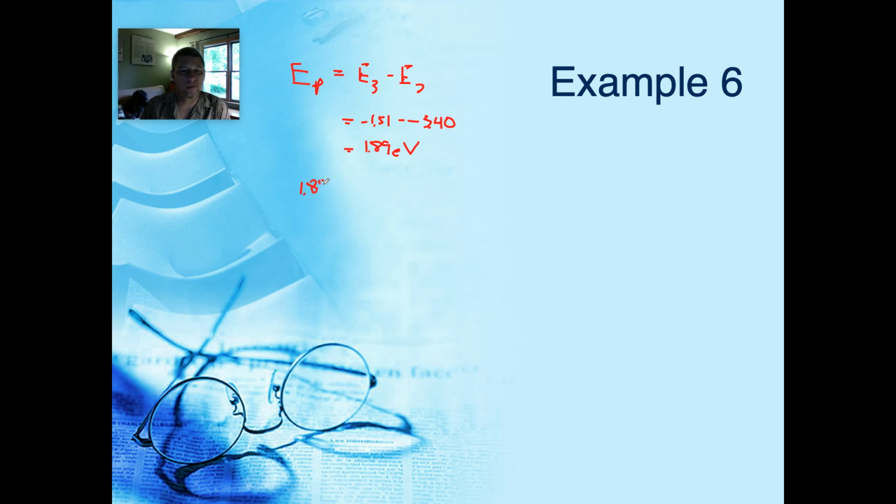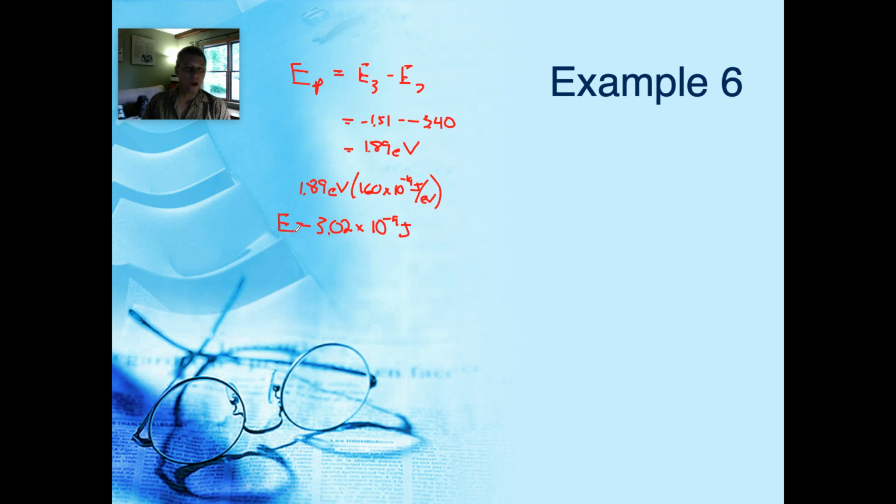Okay. Now, 1.89 electron volts times 1.60 times 10 to the negative 19th joules per electron volt is going to leave me with a value of 3.02 times 10 to the negative 19th joules. All right, so there's my energy.